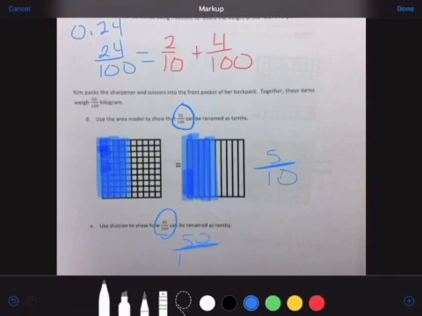It says use division to show how 50 hundredths can be renamed as tenths. So that's where we write 50 hundredths, and I need to use division. What can I divide by that's going to get me to 5/10ths? Well, here you'd have to know that 100 divided by 10 equals 10, and what you do to the bottom, you have to do the top. This works because 10 over 10 is 1. So I can absolutely divide by 1 without changing the value. And so we have 50 divided by 10 equals 5. So that is using division to show that it can be renamed as tenths.